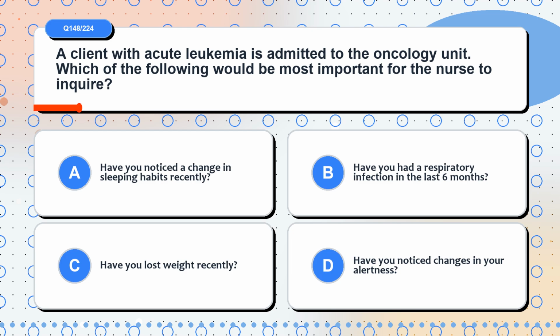Question 148. A client with acute leukemia is admitted to the oncology unit. Which of the following would be most important for the nurse to inquire? Here are the options. Option A, have you noticed a change in sleeping habits recently? Option B, have you had a respiratory infection in the last 6 months? Option C, have you lost weight recently? Option D, have you noticed changes in your alertness?